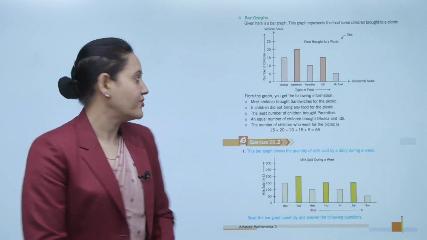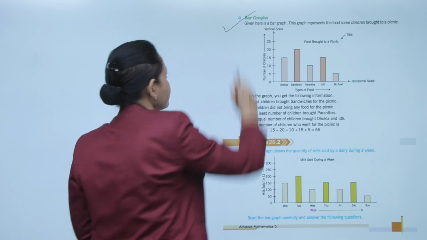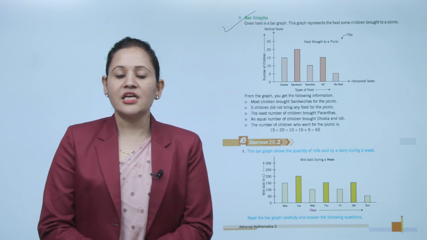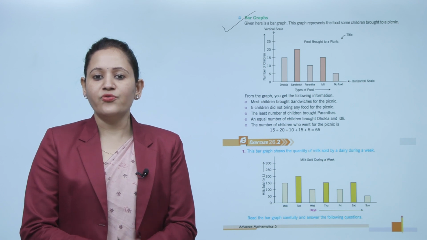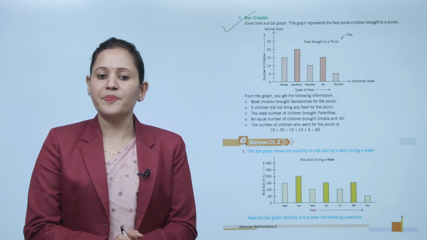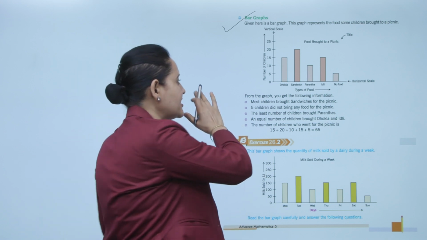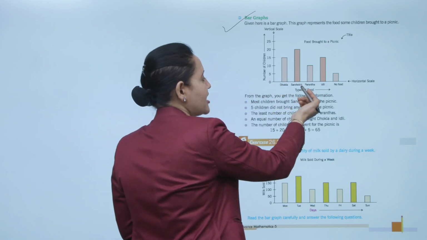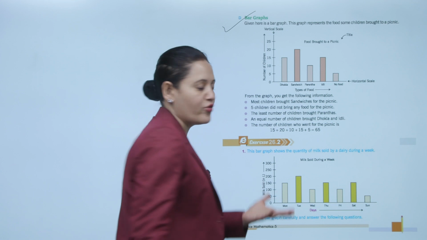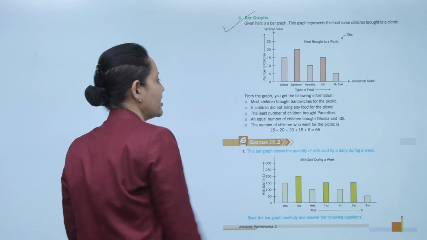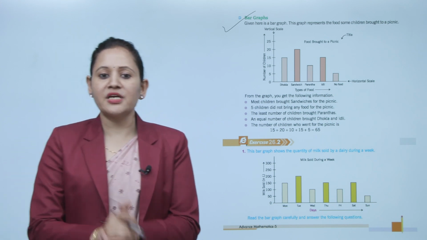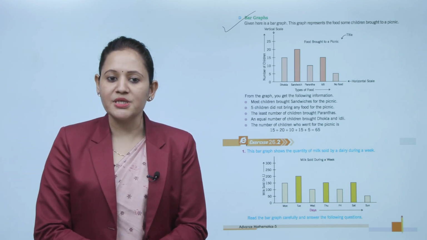Next is bar graph. Given here is a bar graph. The graph represents the food some children brought to the picnic. Here on x-axis, foods are given like dhokla, sandwich, paratha, idli, no food on horizontal scale. On the vertical scale, the number of children are given. So from the graph, you get the following information.